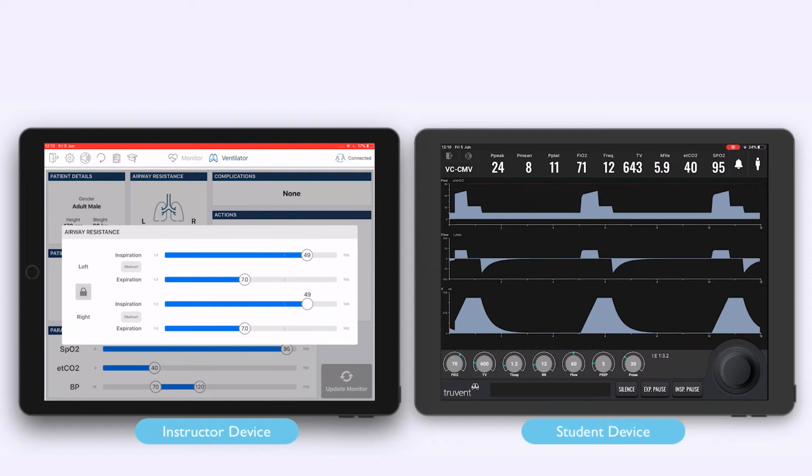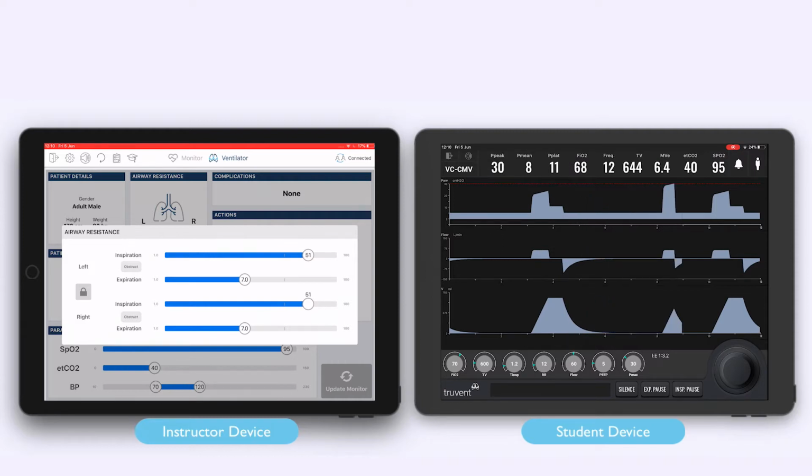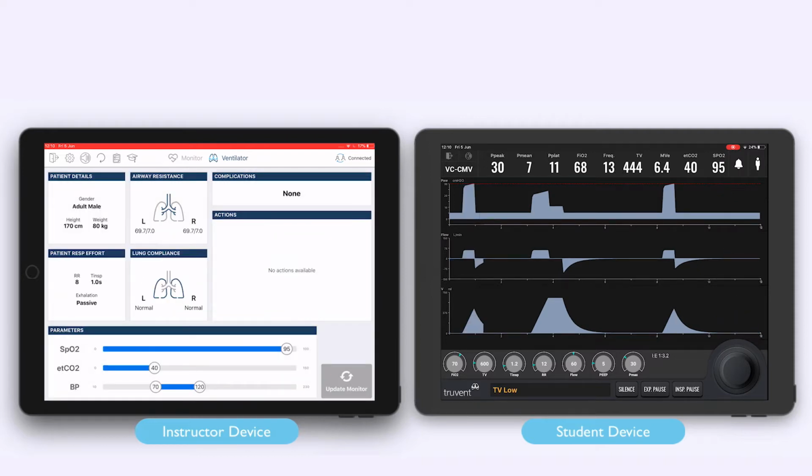If the instructor increases the airway resistance further, the student ventilator will react such that the maximum peak airway pressure now reaches the current setting of P max of 30, and therefore the breath is abandoned before the full tidal volume of 600 milliliters has been delivered.